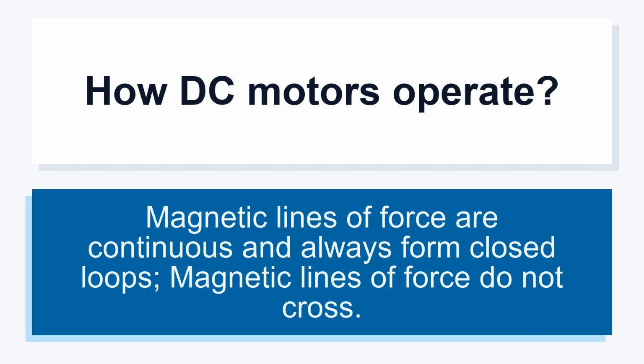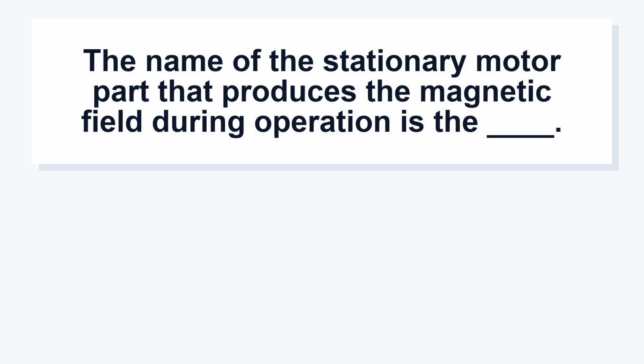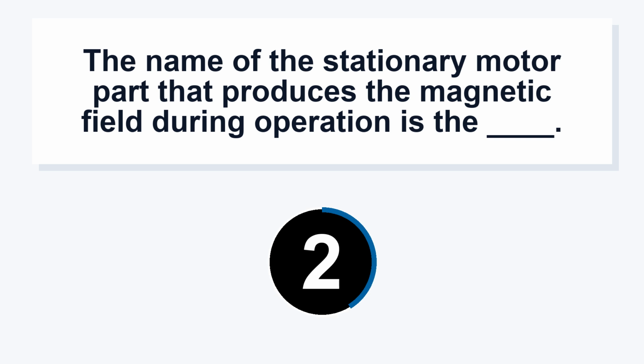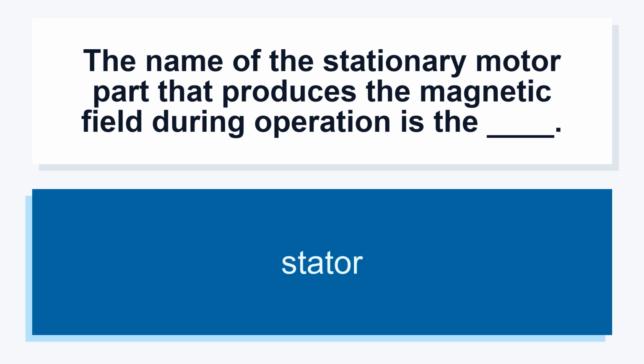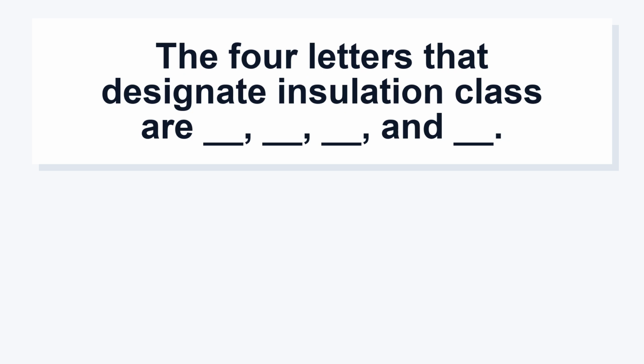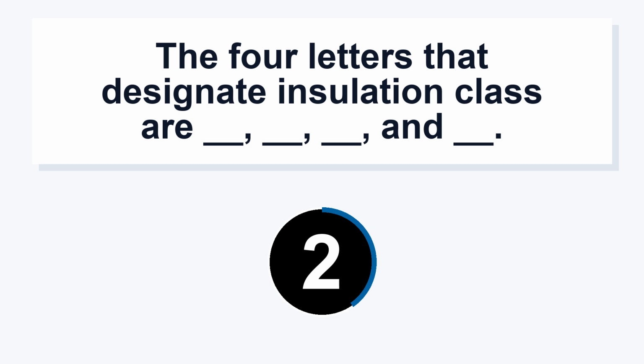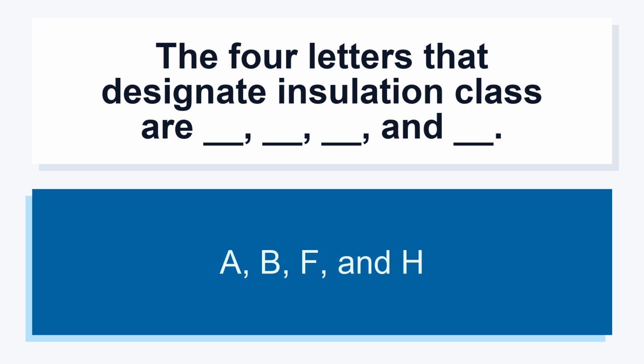Magnetic lines of force are continuous and always form closed loops. Magnetic lines of force do not cross. The name of the stationary motor part that produces the magnetic field during operation is the stator. The 4 letters that designate insulation class are A, B, F, and H.